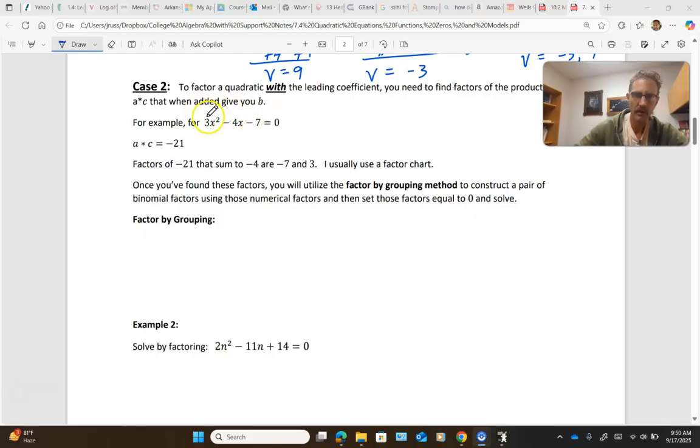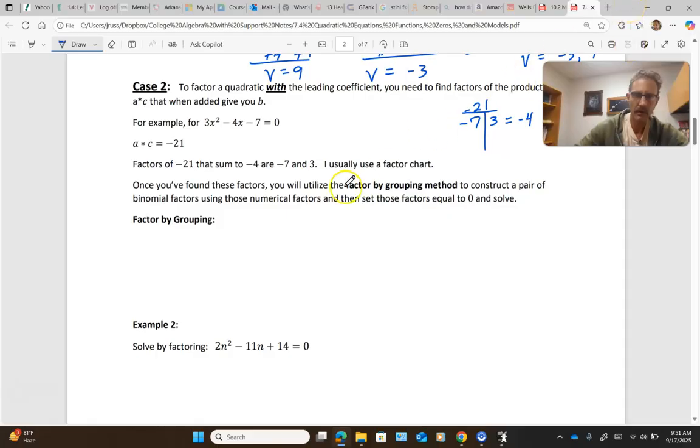What you do is you multiply A and C together. So the 3 and the negative 7, and you get negative 21. That's the number that you try to find factors for. Part of this process is the same as the last case. What factors of negative 21, when combined, will give me this middle coefficient, B, negative 4, in other words? Those factors are negative 7 and 3. If I multiply negative 7 by 3, I get negative 21, and if I add negative 7 to 3, I obtain negative 4.